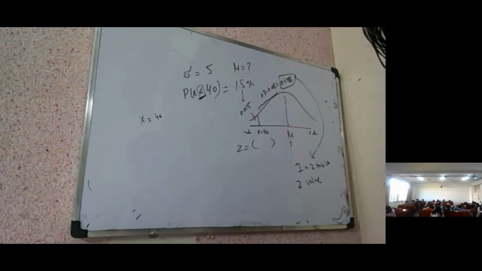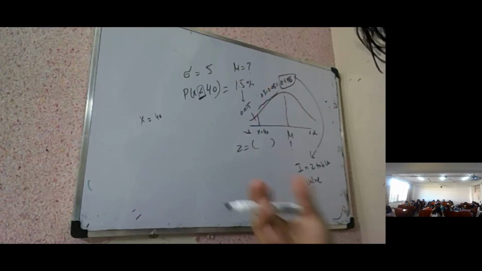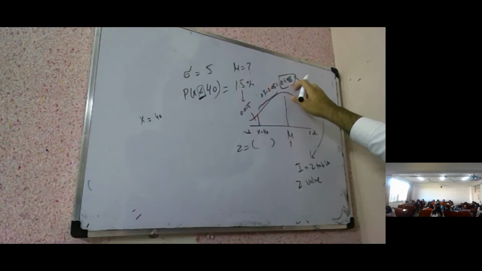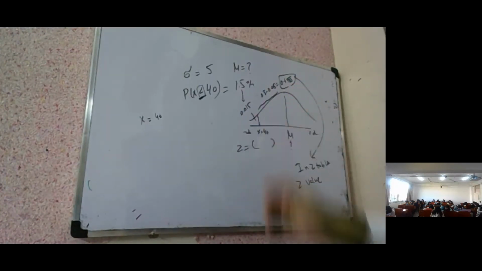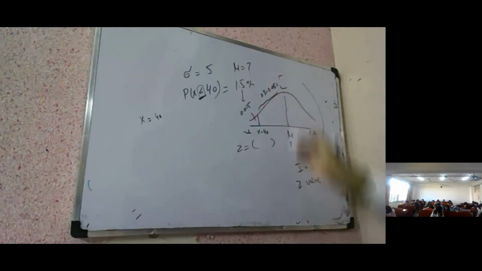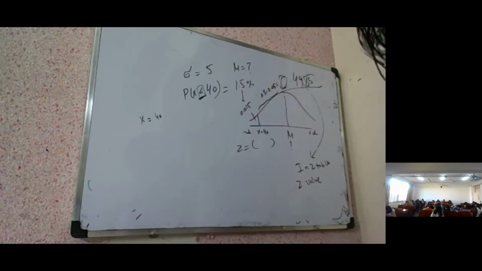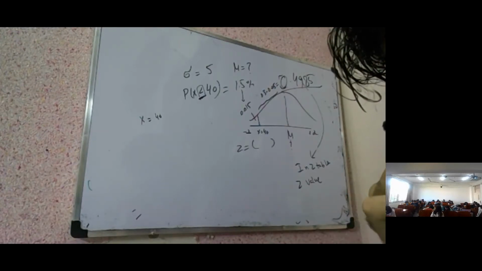What's the value? What's the value here? Check out this value. What is the Z value against this probability in the table? Who can look? 0.4985. Check this value against the table. It's 2.17.